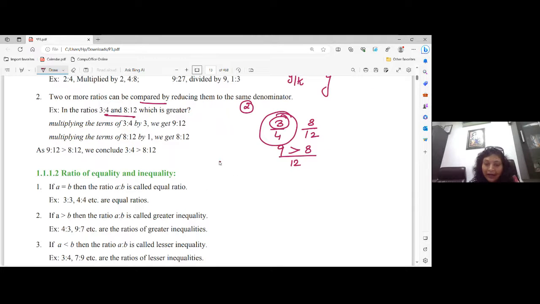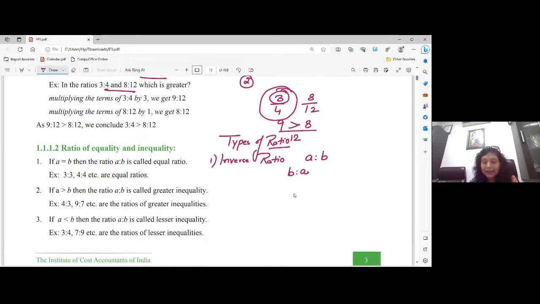Now we have different types of ratios. So what are the different types? We have the inverse ratio. Now what is an inverse ratio? If we just invert both the terms, suppose my ratio is A is to B, then the inverse ratio of A is to B is B is to A. That means the antecedent becomes the consequent and the consequent becomes the antecedent. That is called an inverse ratio.